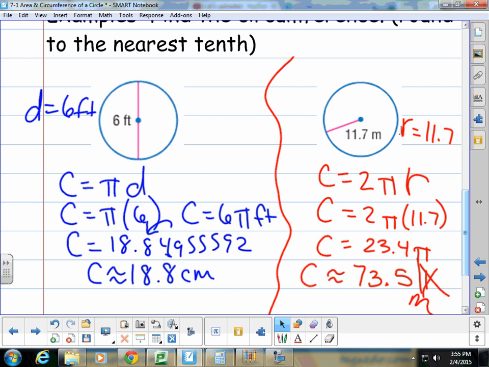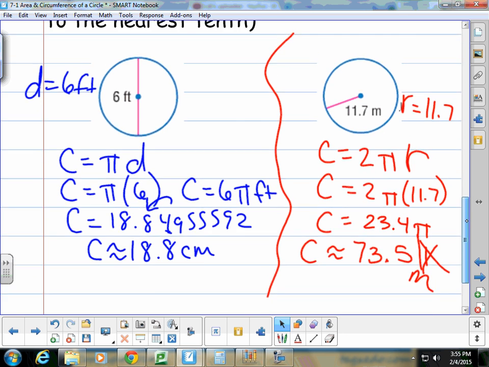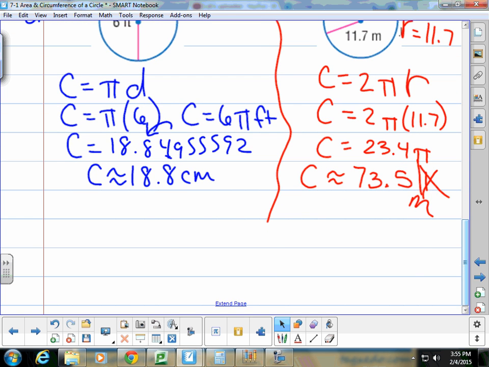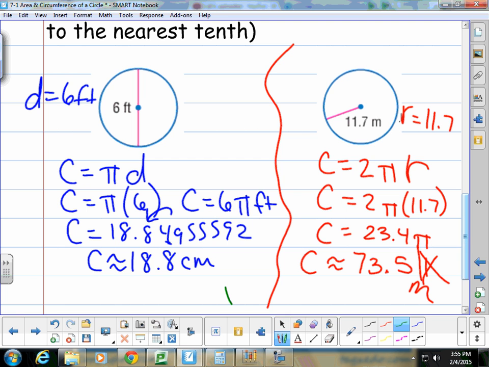Singular units for distance around. Is it a reasonable answer? It's more than my radius. Seems reasonable. The diameter one also seemed reasonable because it was about 3 times as much as my diameter.